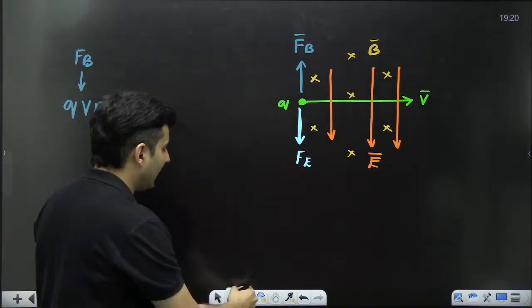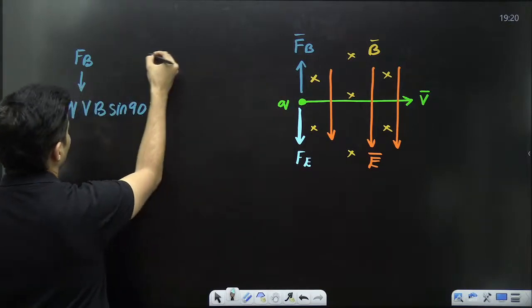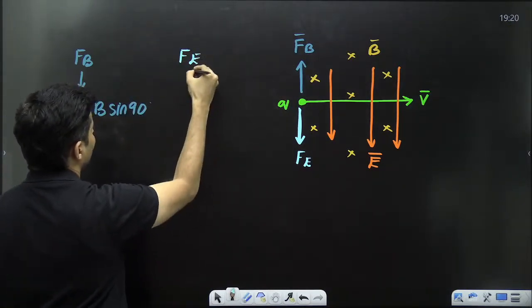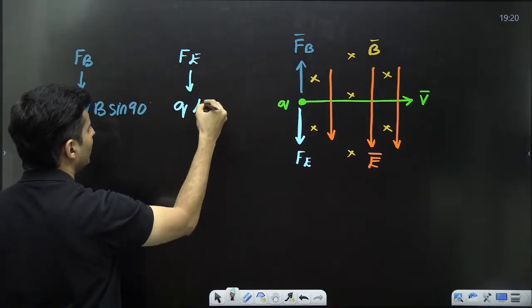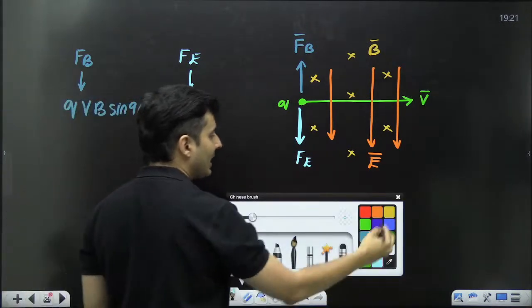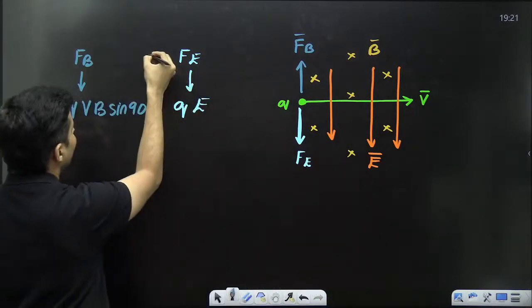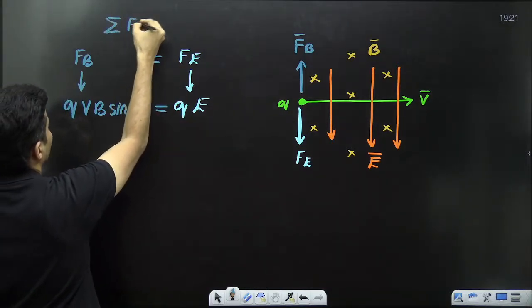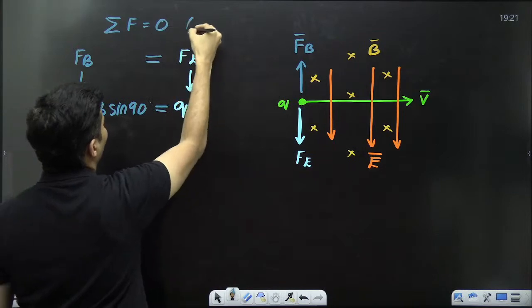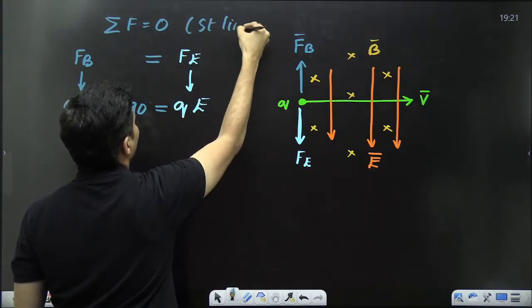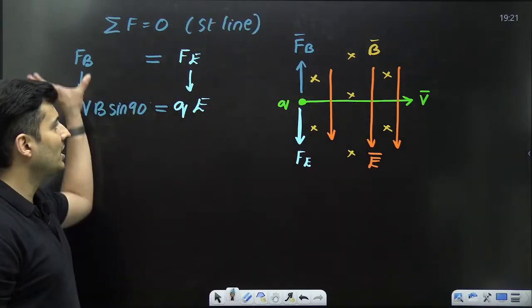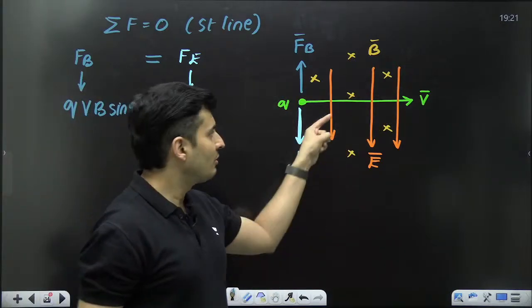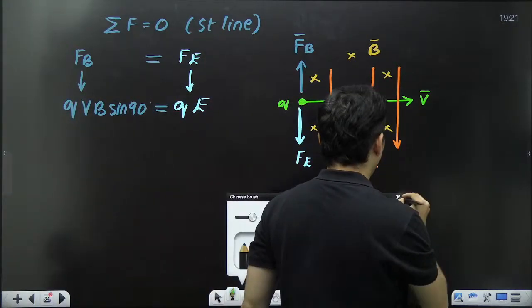The value of the electric force will be nothing but the charge into the field itself. But they will cancel each other out, because the net force is 0. Why? Because it is straight line motion. This velocity is basically constant.